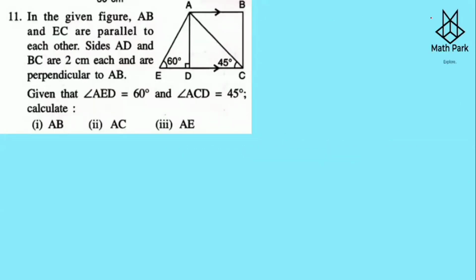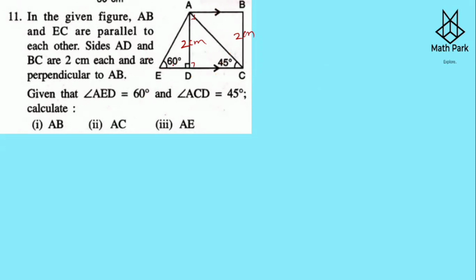We start with question number 11. In the given figure, AB and EC are parallel. You can look at these arrows. AB and EC are parallel to each other. Sides AD and BC are 2 centimeter each and they are perpendicular to AB. This is a right angle.